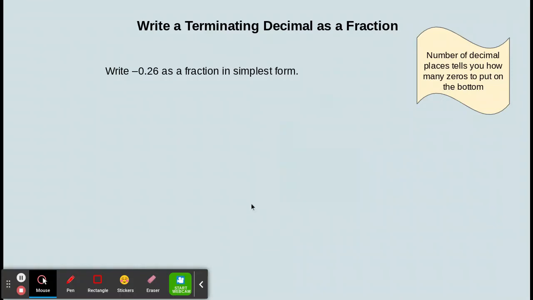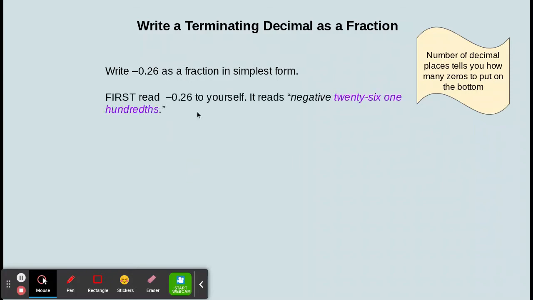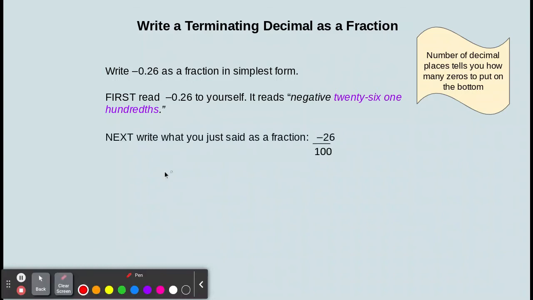And now we're going to write a terminating decimal as a fraction. Remember, a terminating decimal is one that ends. So we're going to write negative 0.26 as a fraction in simplest form. That means the first thing we need to do is read that decimal aloud. It reads negative 26/100ths, right? So if you just read it, you can write exactly what you just said, negative 26/100ths.